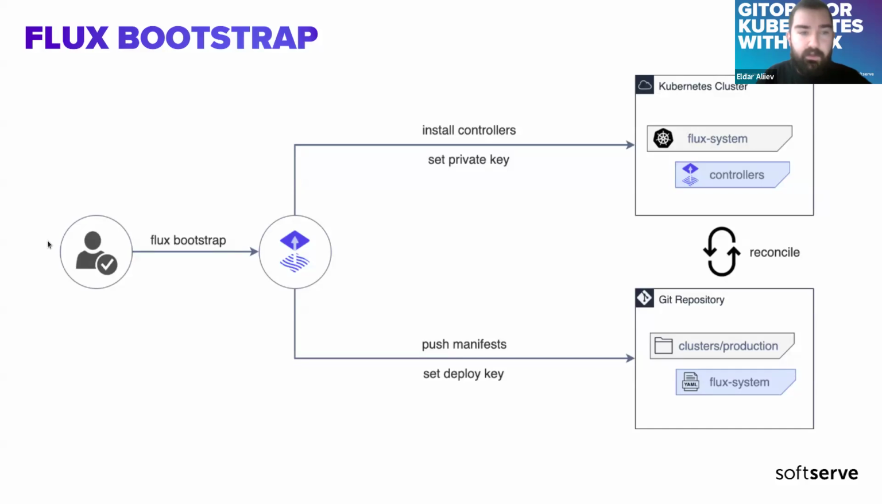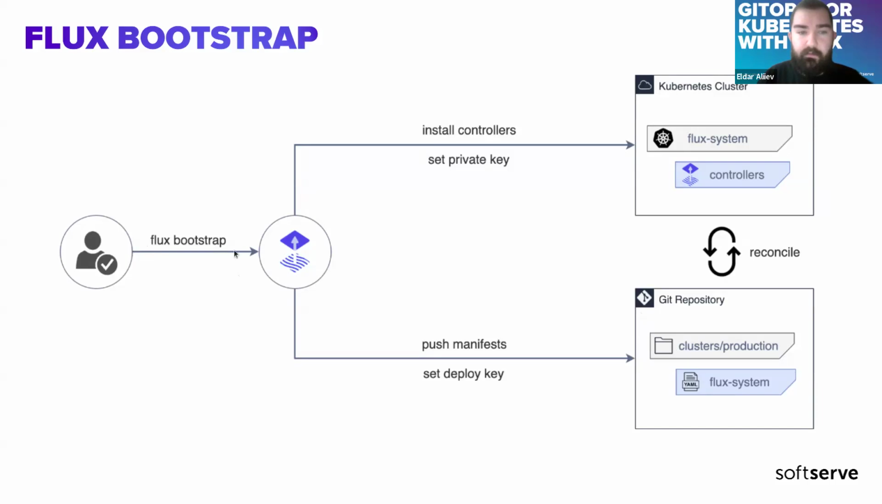Flux manages its own manifest in the same way it manages the manifest for your application. When you perform the Flux bootstrap command, it will push some manifests that describe the Flux microservices to some Git repo and set some deployment keys. About the deployment keys and how it will interact with the Git repo, we will talk later. The second step is the installation of the controllers from that manifest.